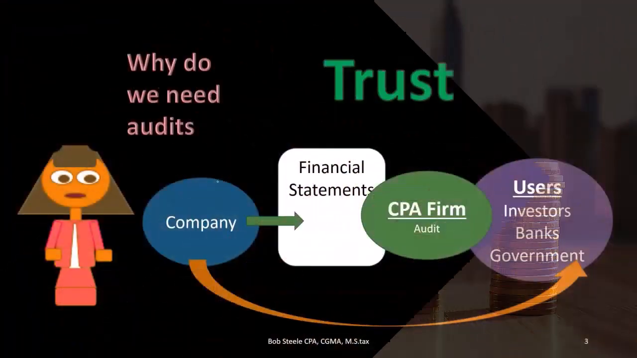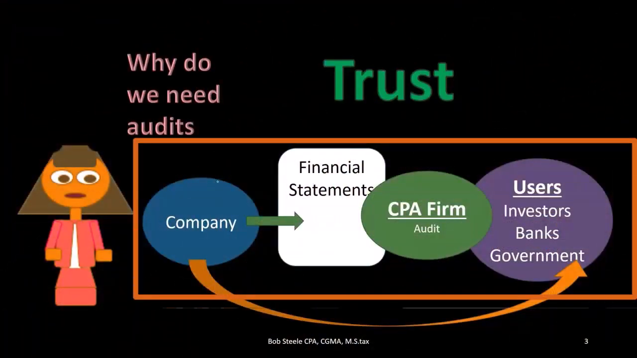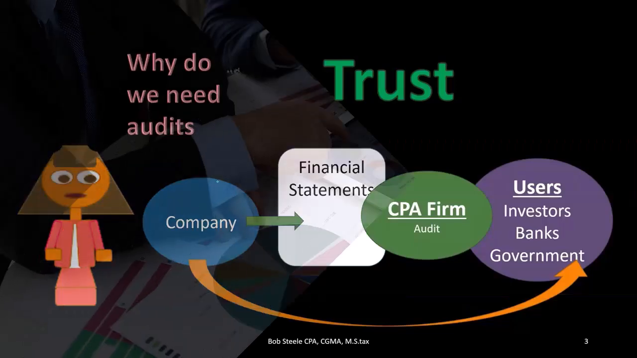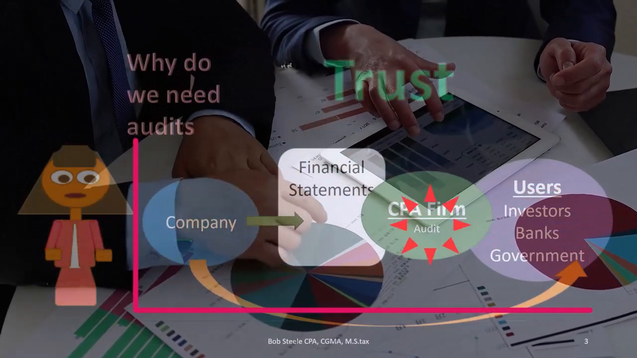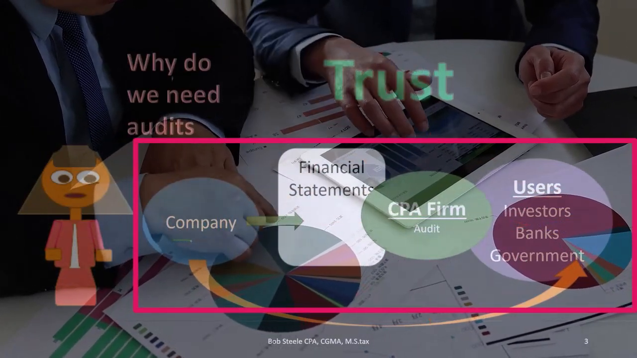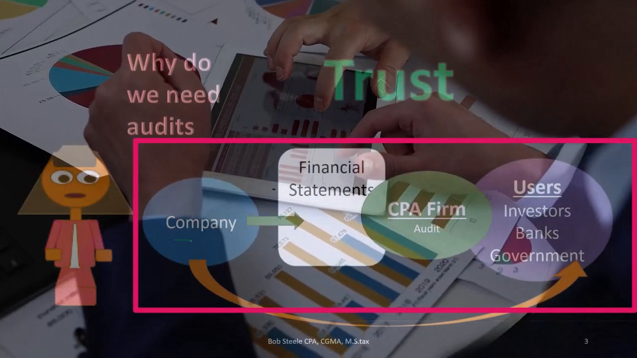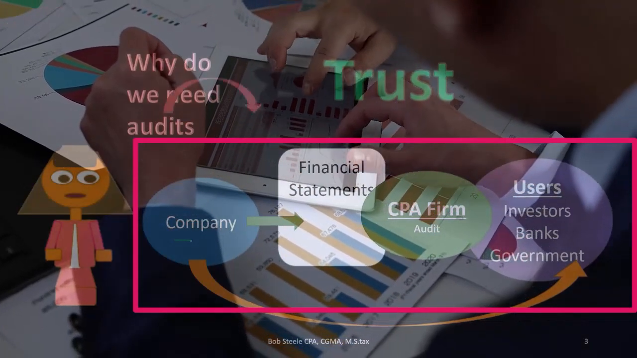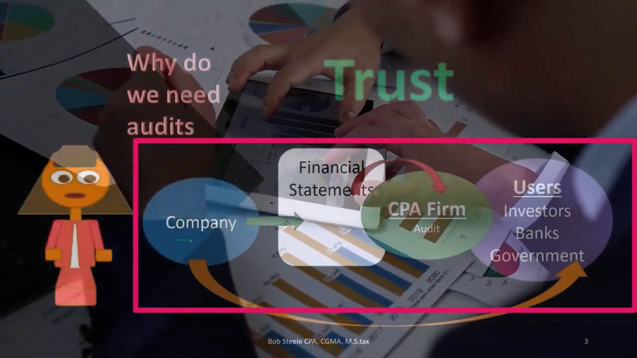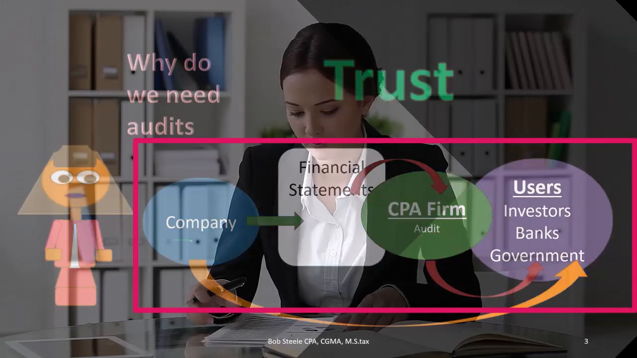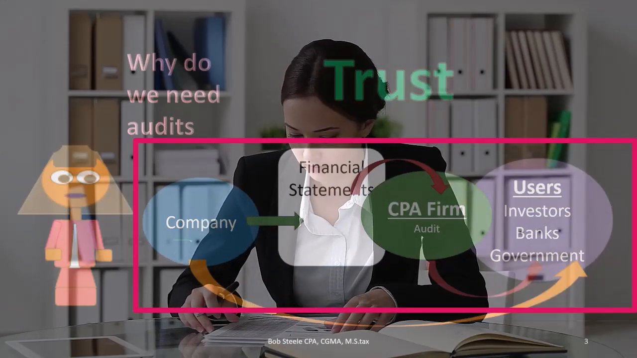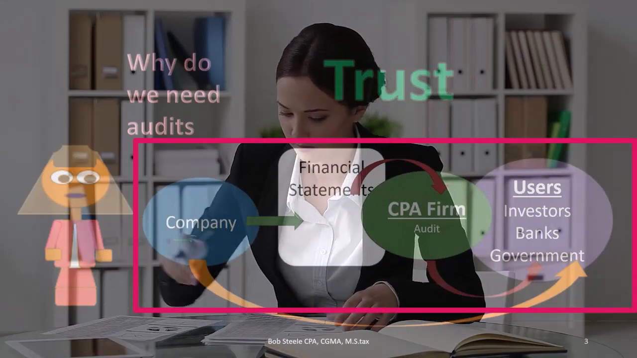And that's, of course, where the CPA firm comes in with the audit. The audit then should give some level of assurance that the financial statements, which are created and the responsibility of the company, are correct in accordance with some agreed upon standard. So that's going to be the idea. The financial statements then go to the CPA firm, which then could go to the end users with some more verification as to the reliability of the financial statements.